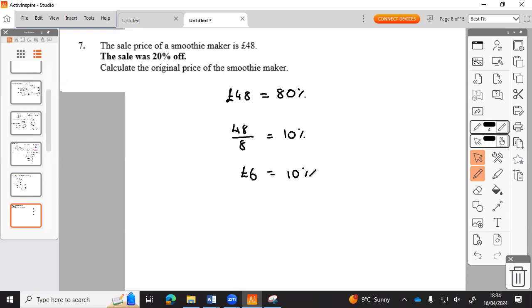So 100% is going to be 10 times 10%. It would be £6 times 10. £60 was the original.